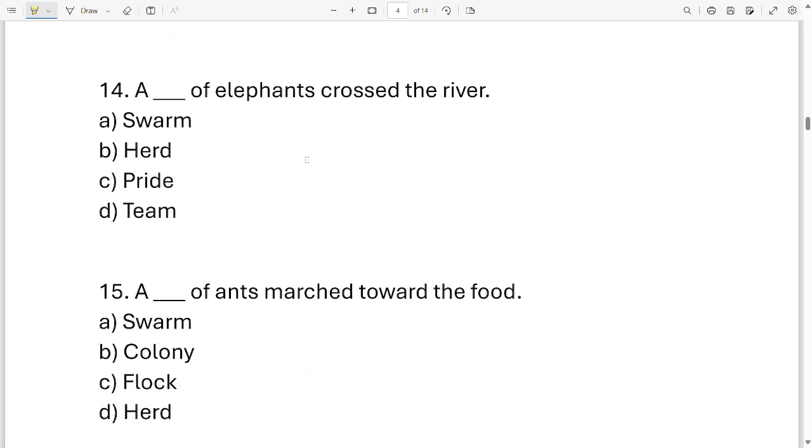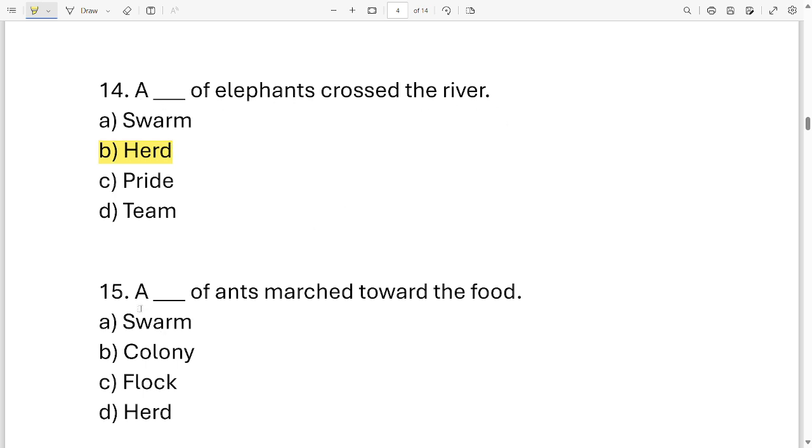Okay, next sentence. A dash of elephants crossed the river. Which word should come in this blank? Options are swam, herd, pride, team. Which option is the correct option? Is it A? Is it B? Is it C or is it D? It is option B. A herd of elephants crossed the river.